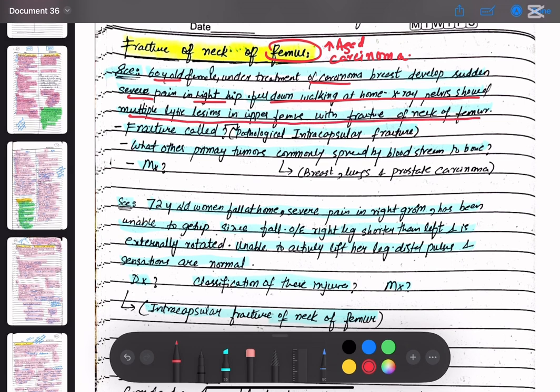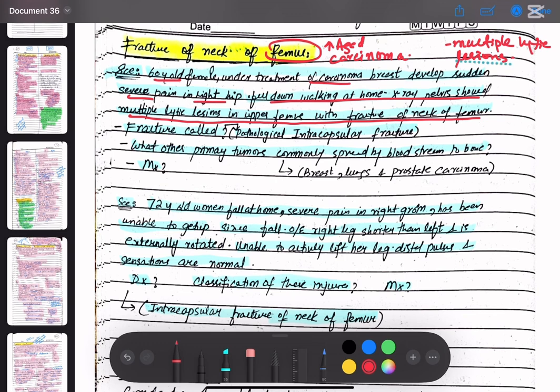Okay, so she fell down walking at home. X-ray pelvis showed multiple lytic lesions in upper femur with fracture of neck of femur.